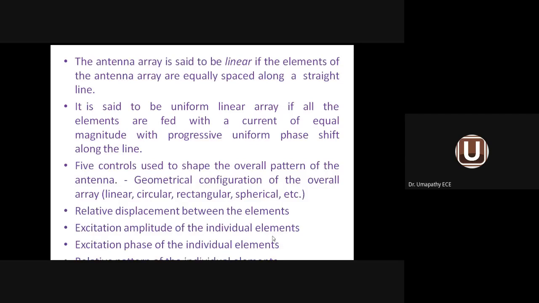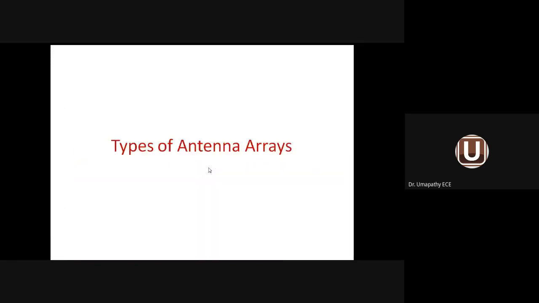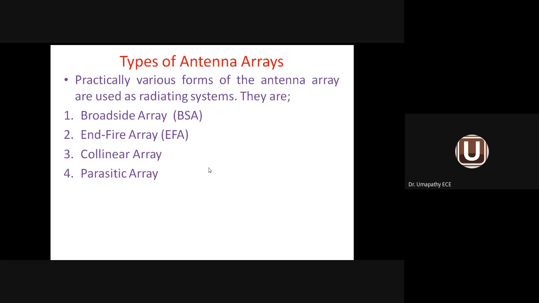Phase means two elements will come into picture, element 1 and 2. For example, element 1 and 2, what is the phase difference? Element 1, what is the amplitude of the current flowing? Element 2, what is the amplitude of the current flowing? Then relative pattern of the individual element. These are the 5 parameters which decide the overall radiation pattern of the antenna. What are the types of antenna arrays? So there are 4 types of antenna arrays available. Broadside array, abbreviated as BSA, end-fire array, EFA, collinear array and parasitic array. Let us see one by one in detail.